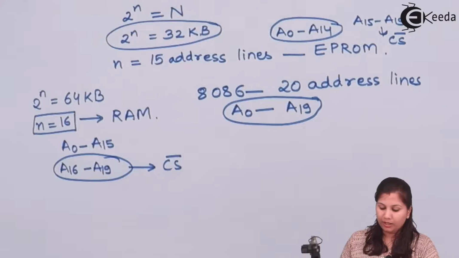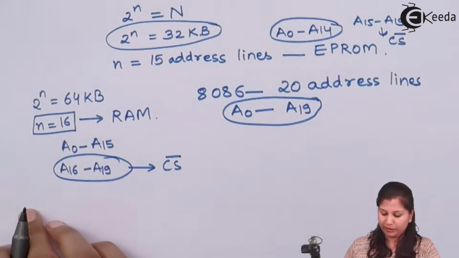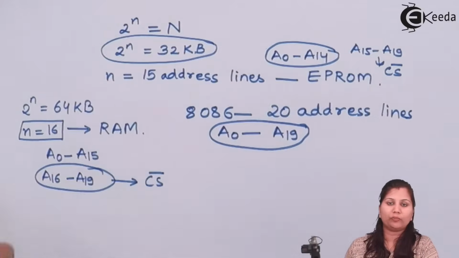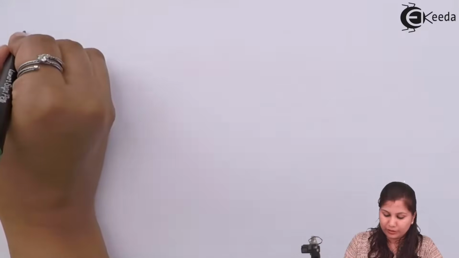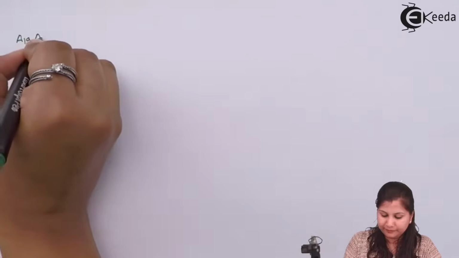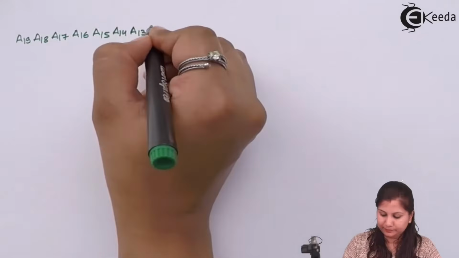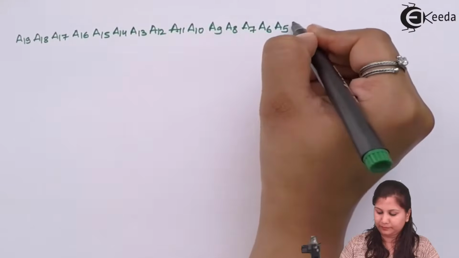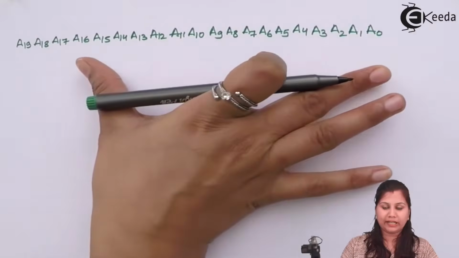Now we have calculated the address lines. We know which lines are used to address these memory chips. So let us see what the address ranges of the ROM and RAM memory chips are. The 20 address lines are available to us, so let's write the 20 address lines here. So these are the 20 address lines.